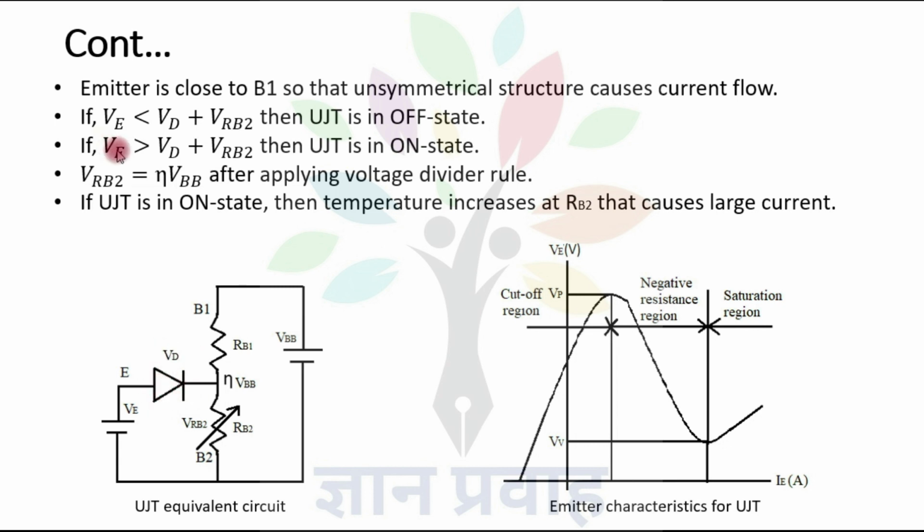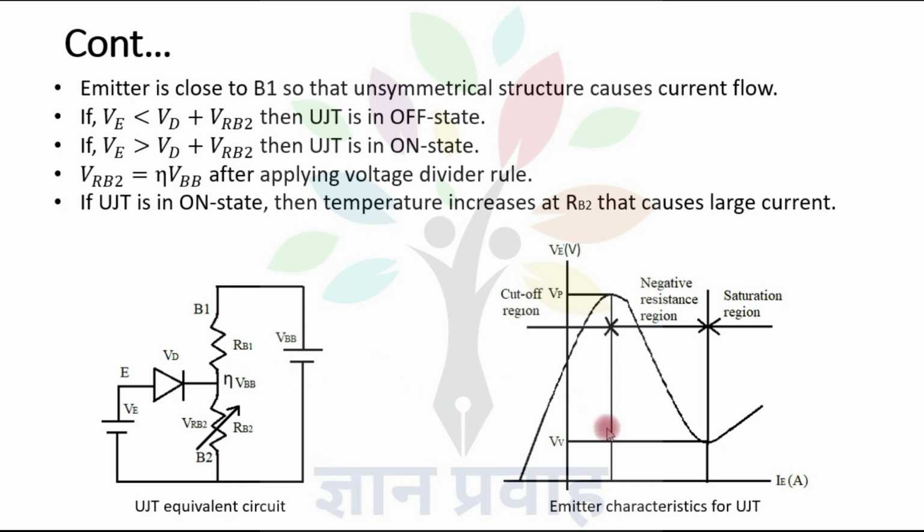If emitter voltage is greater than VD plus VRB1, then UJT enters the on state because this PN junction diode operates as a short circuit and it simply passes the current through it. So it is the on state of UJT. And if UJT is in on state, then the resistance at RB1 decreases. That's why we are showing it as a variable resistance, and it depends on the amount of emitter voltage. And when I apply emitter voltage greater than VD plus VRB1, then there is current conduction.